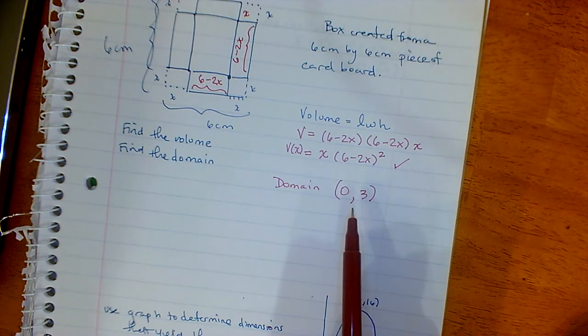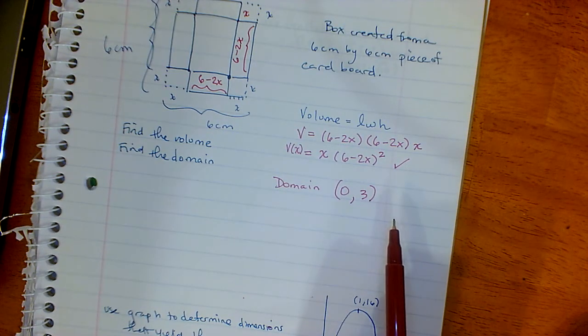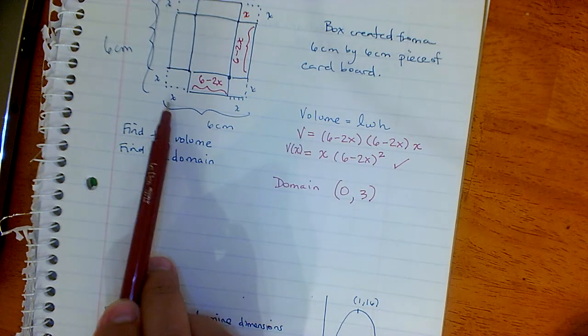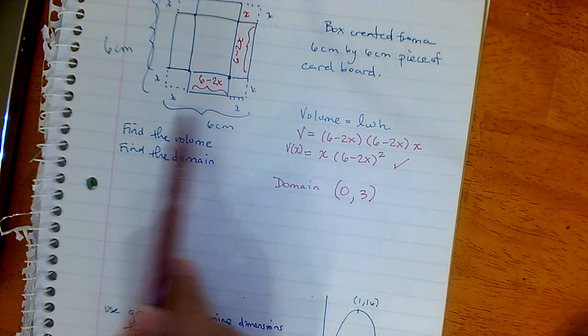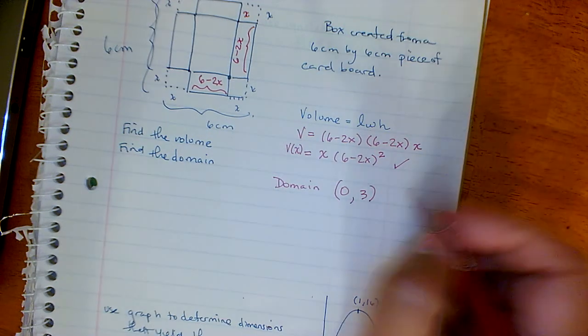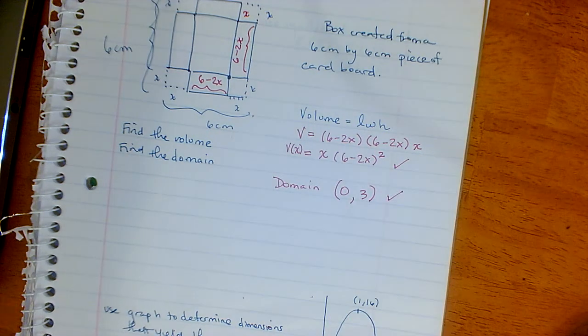So if I tried to cut away, say, 4 centimeters from each side, well, 4 centimeters here and 4 centimeters here would give me 8 centimeters total, and I don't have 8 centimeters to work with, I only have 6 centimeters to work with. So that's the next part of the question they asked us.